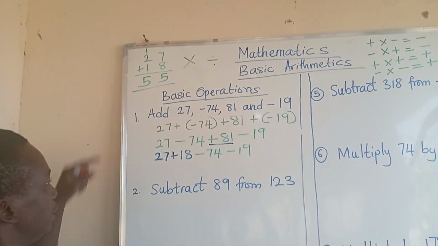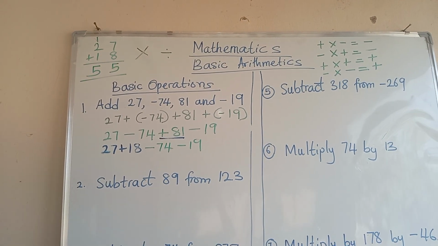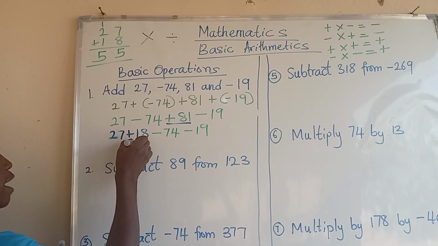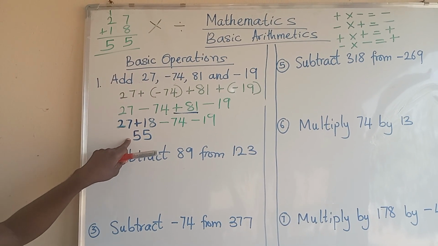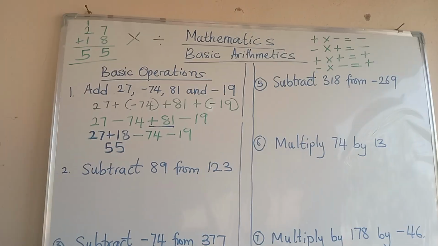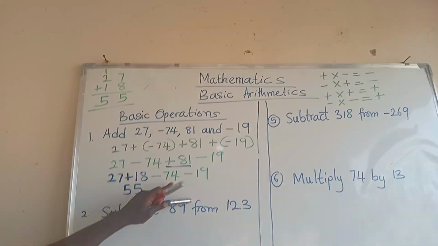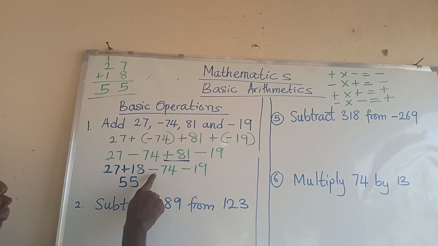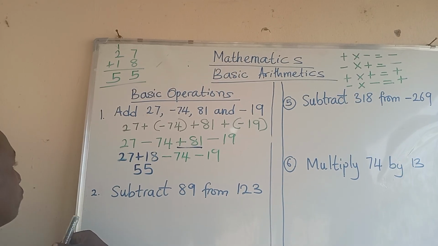So invariably, it means 27 plus 18 is going to give us 55, which has a positive sign. The same thing we are going to do to minus 74 and minus 19. Because they have the same sign, you are going to add them together.